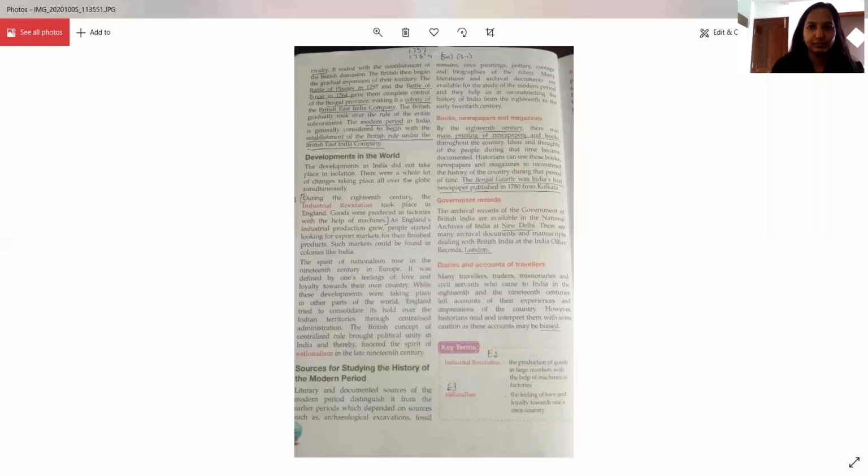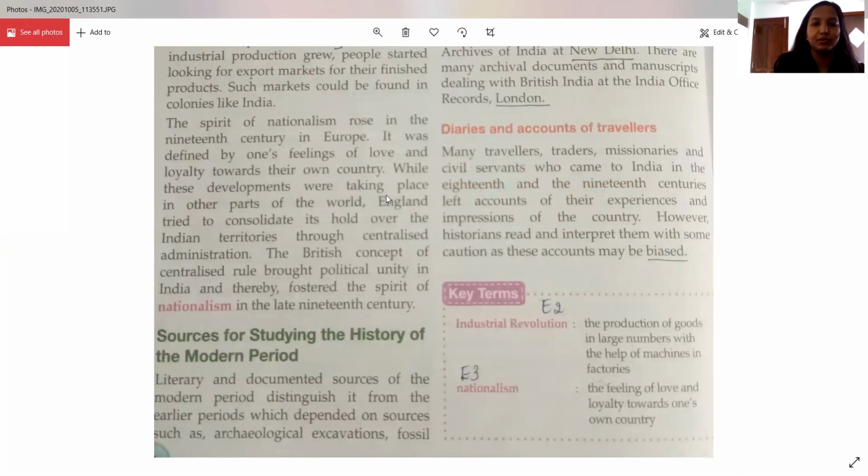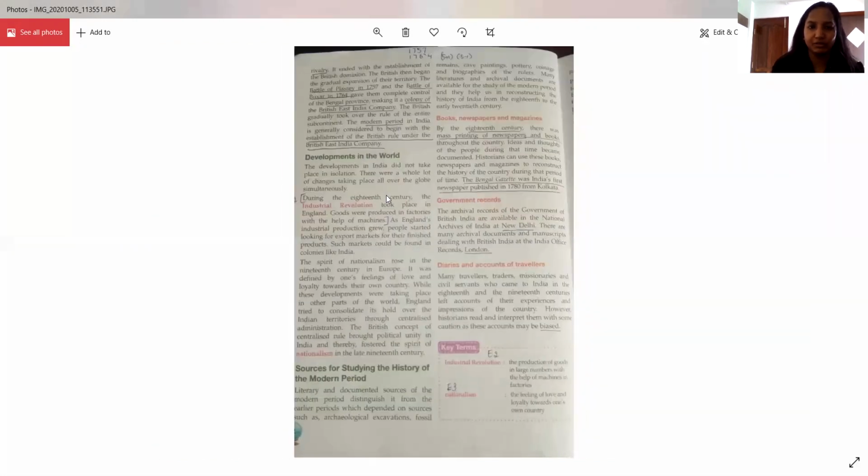Okay, so bear with me as I bring up the lessons for us to study. So please open your textbooks, and we'll just do a quick recap and then move on to the rest of the lessons. We are supposed to start from here today, that is the sources for studying the history of the modern period. However, let's do a recap.